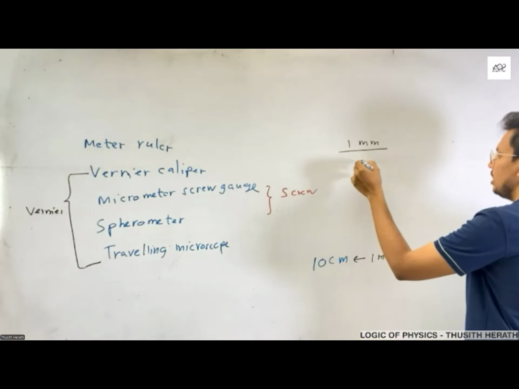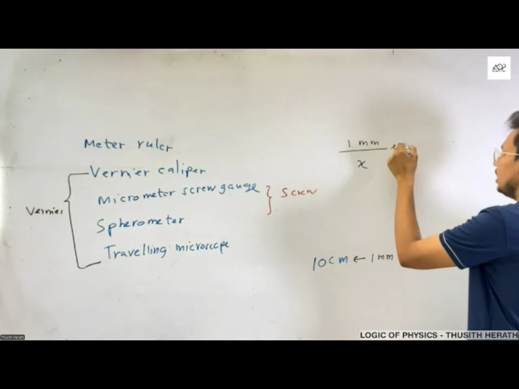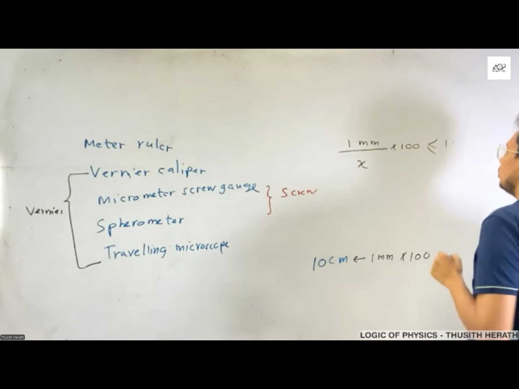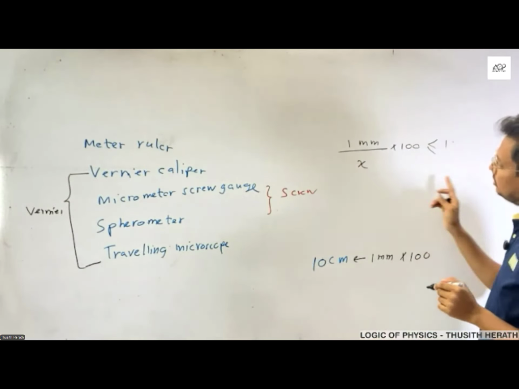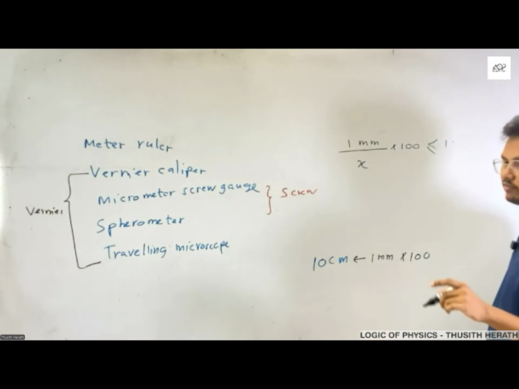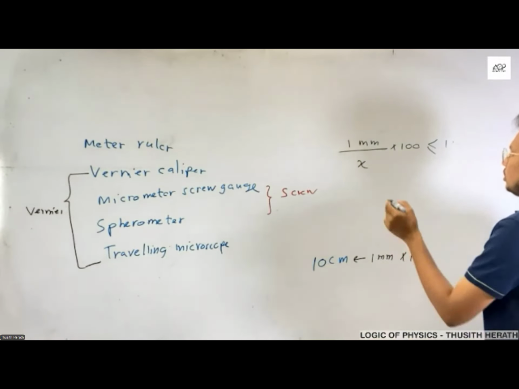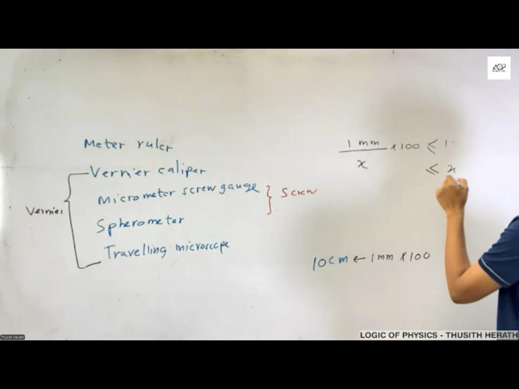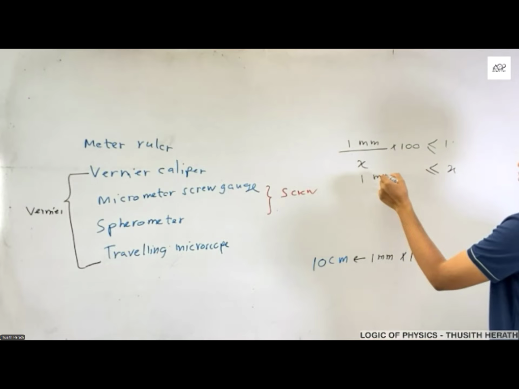1 millimeter should be divided by the measurement. We'll take it as x, into 100, should be less than or equal to 1. That's the inequality. So x should be greater than or equal to 1 millimeter into 100.